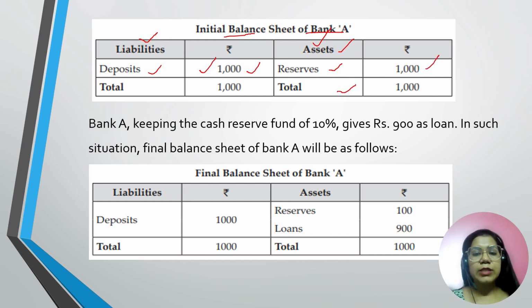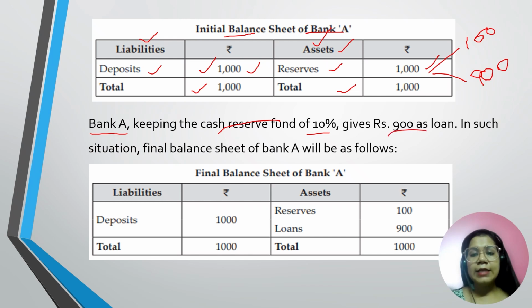It is 1000 rupees. Now bank A will keep the cash reserve fund. Let's take it as 10%. So 10% of 1000 rupees will be what? 100 rupees, and the remaining 90% is what? 900 rupees. So these excess reserves will be given as loan.